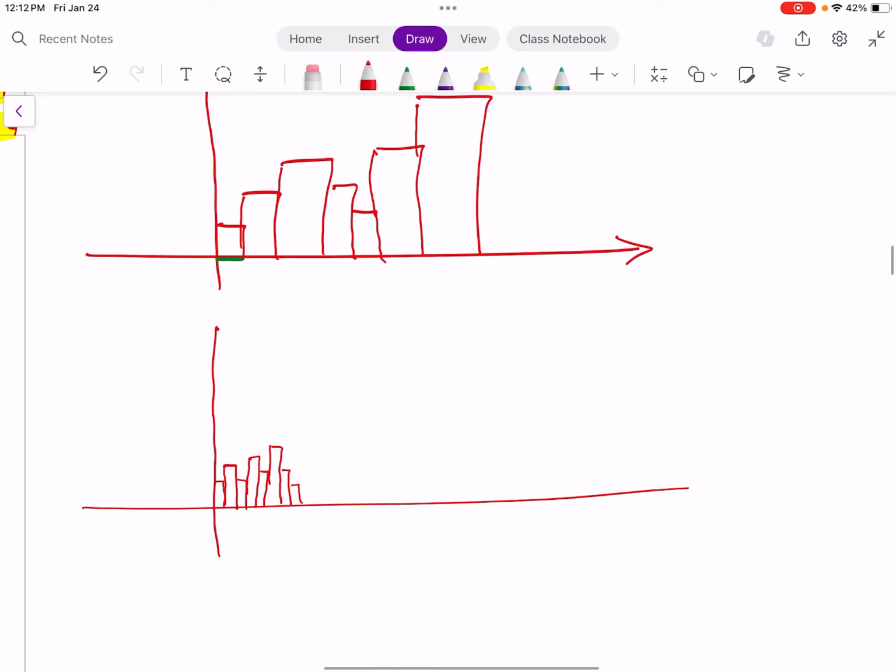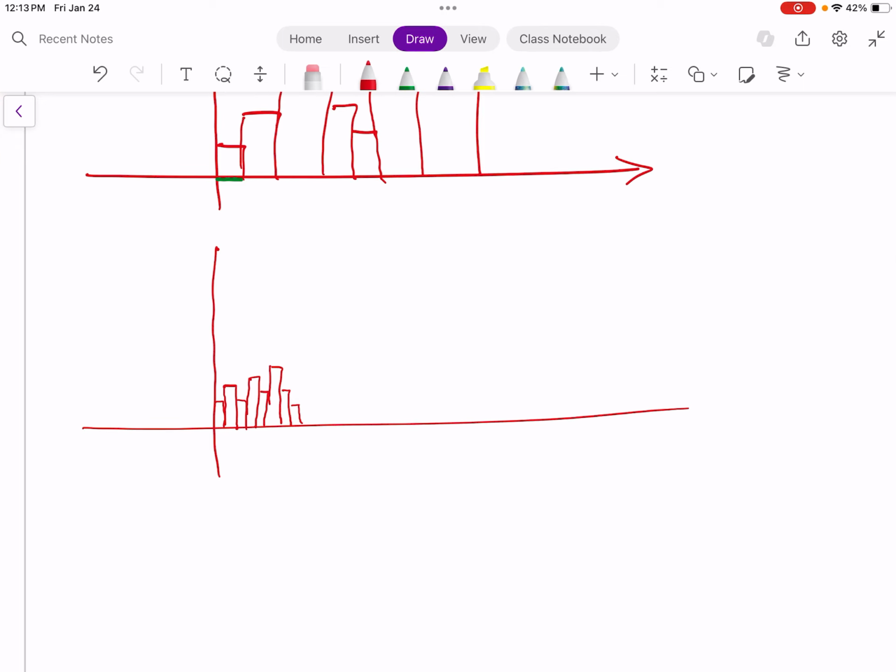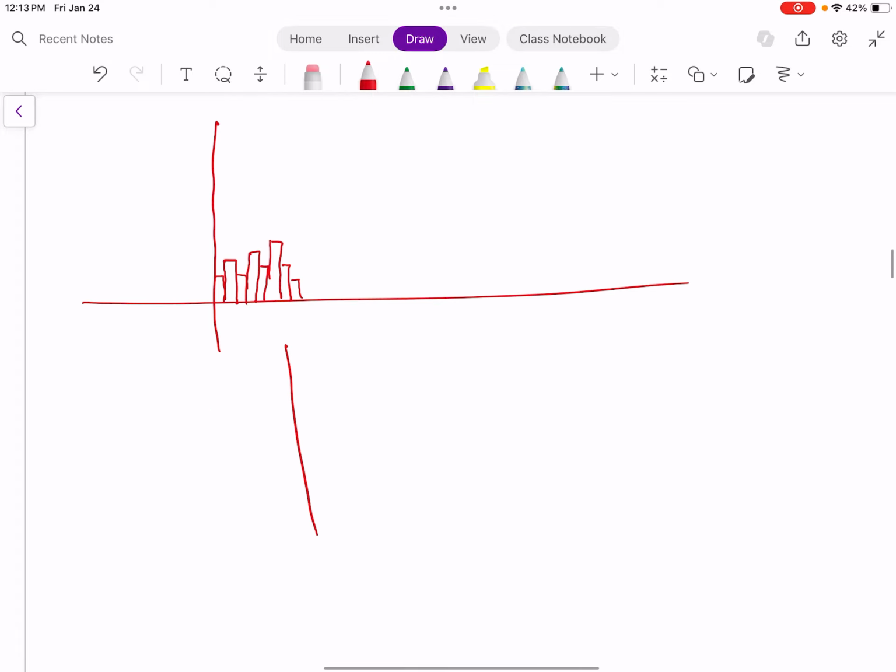Now let me have more small width. Now our histogram, for example, let me pick the width of the class interval to be very small. Now if we keep decreasing the width of the class interval, our histogram looks like a curve.